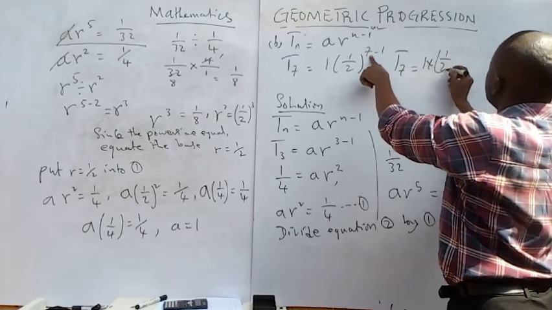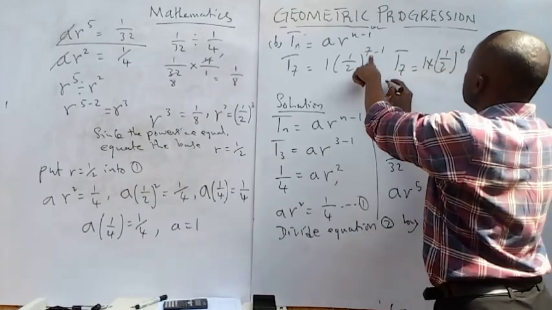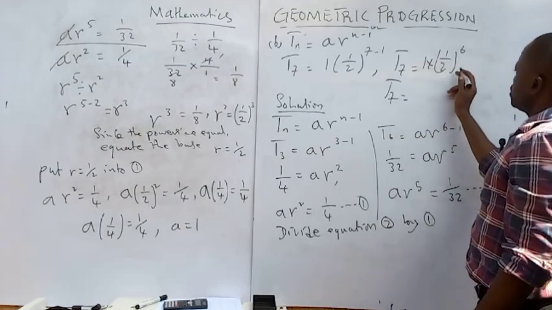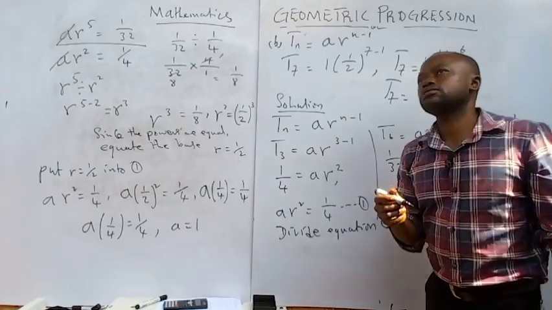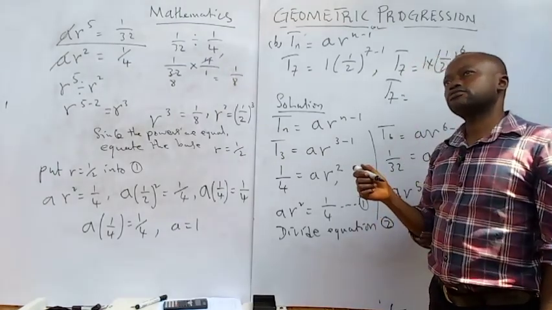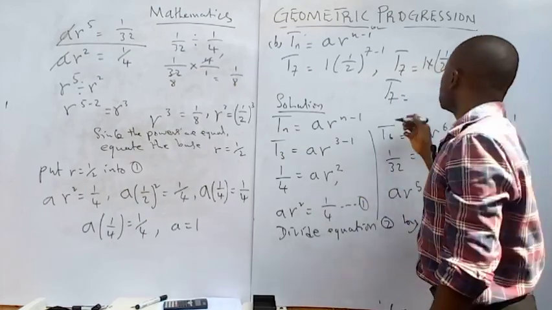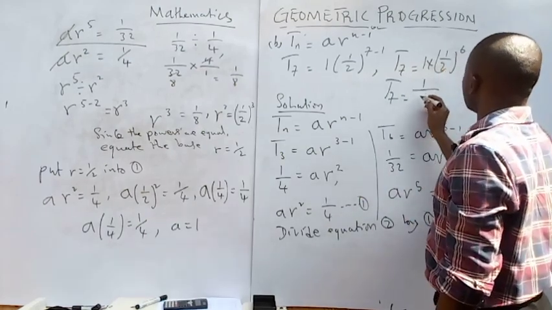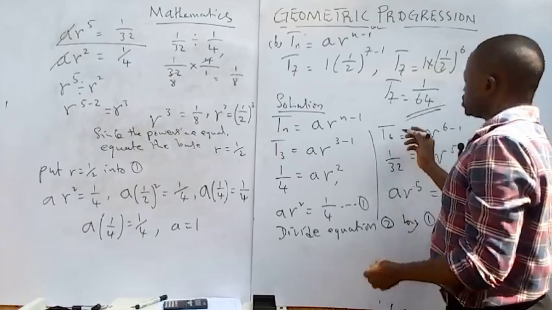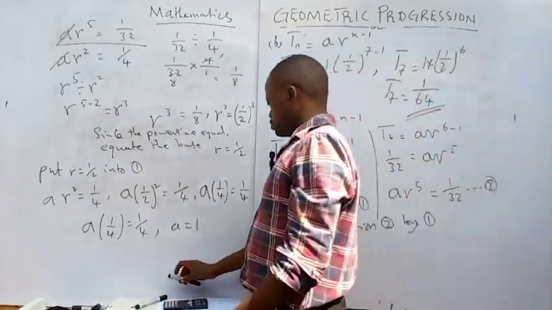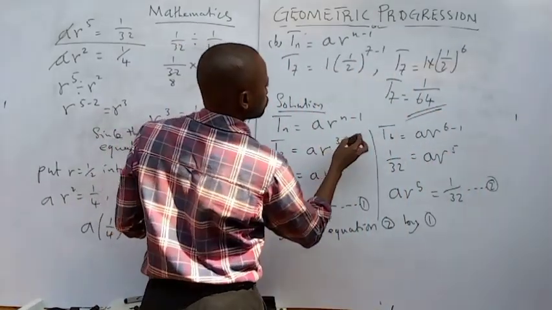1 over 2 to the power 6. So we have T7 equals, 2 raised to power 6 is what? 2 raised to power 5 is 32. 2 raised to power 6 is 64. So this will be 1 over 64. That's the result. 1 over 64.